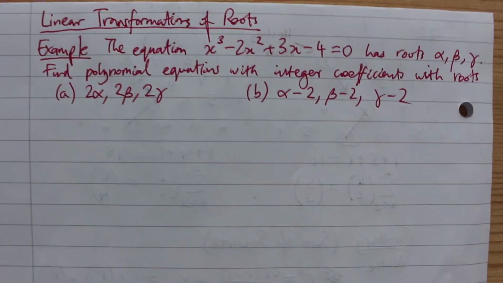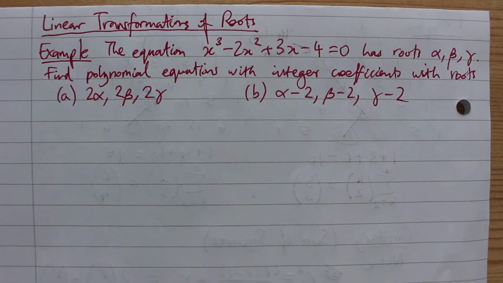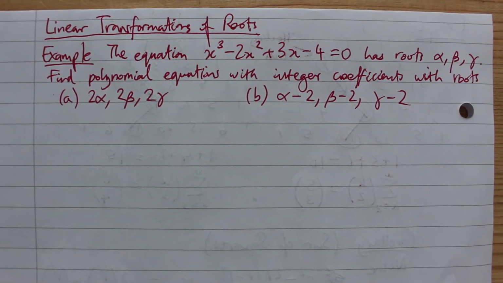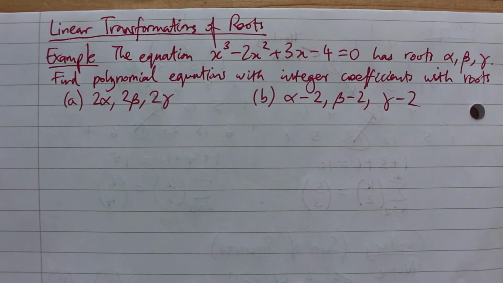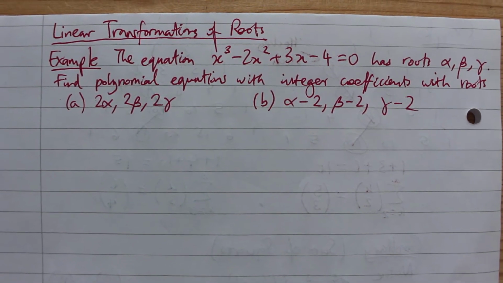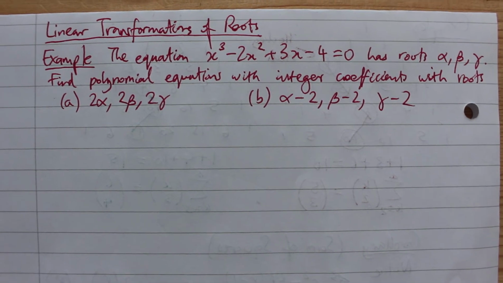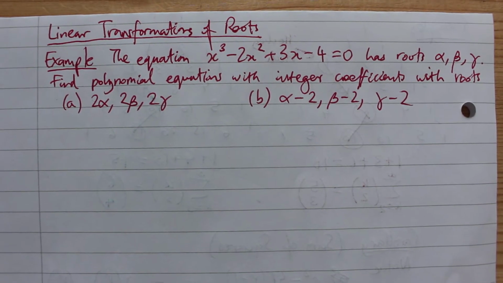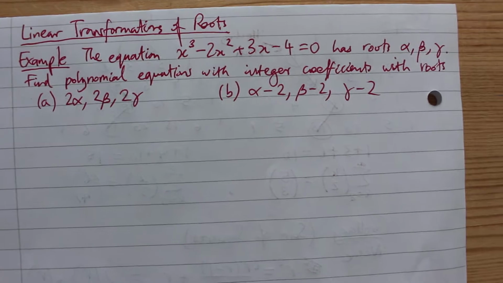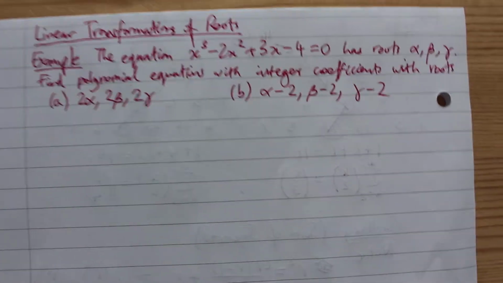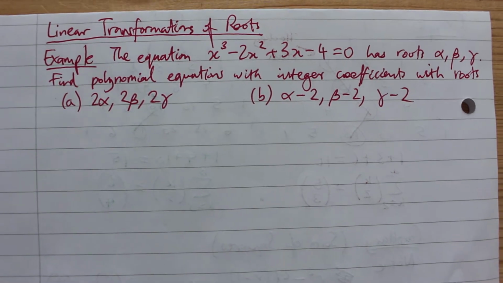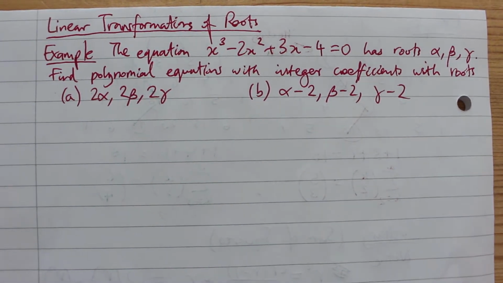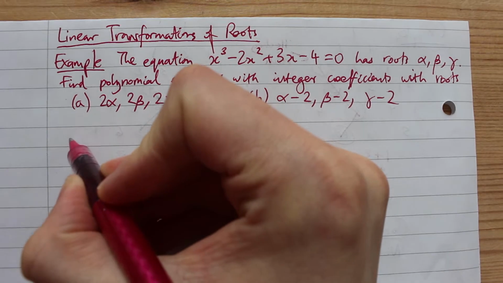So for example, consider the cubic equation x cubed minus 2x squared plus 3x minus 4 equals 0. This has roots alpha, beta and gamma, and we want to find the equations of polynomials with integer coefficients with roots 2 alpha, 2 beta and 2 gamma. So let's use a different letter for our new variable in the new equation. For example, I could use w.